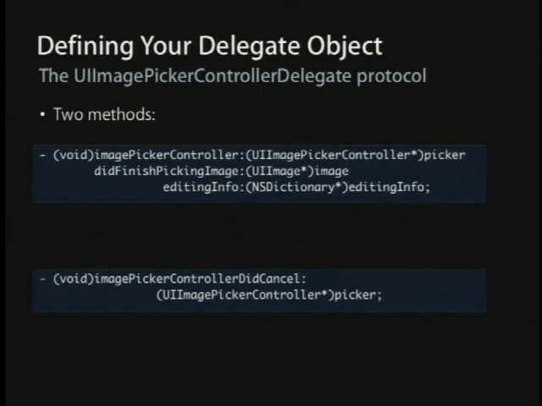So imagePickerController, obviously the first parameter tells you what the UIImagePickerController object was that did the picking. And didFinishPickingImage, you'll get back a UIImage that is the image the user took. So that's all you have to know about the camera. You don't need to know specific details of the formats. You just get a UIImage back. You can write it to a file, do anything that you would normally do with a UIImage.